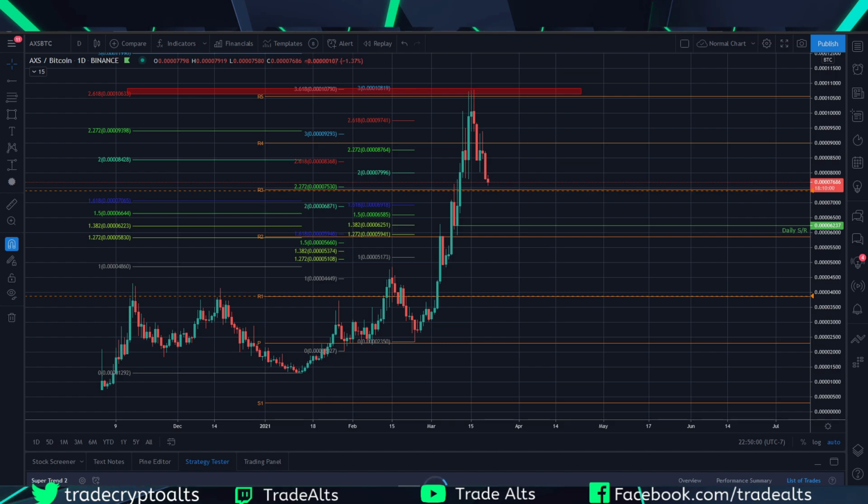All right, so here we have AXS versus Bitcoin on the one-day time frame. I believe it's called Axie Infinity. You can correct me if I'm wrong in the comments, but anyway.